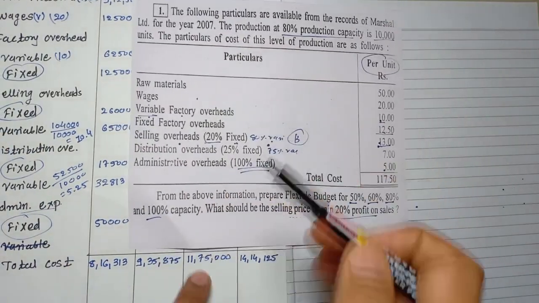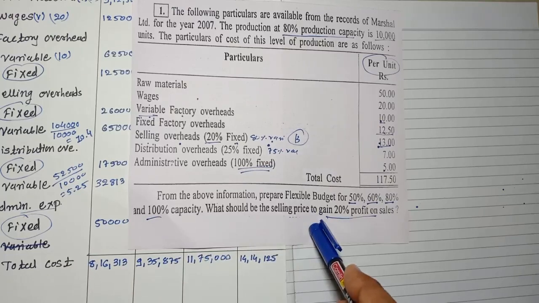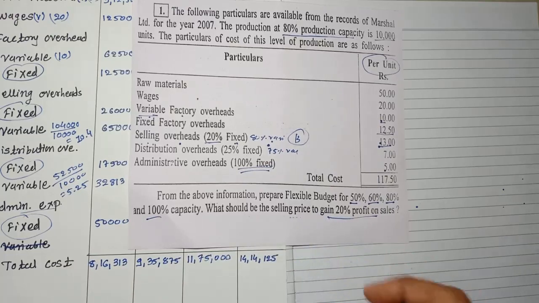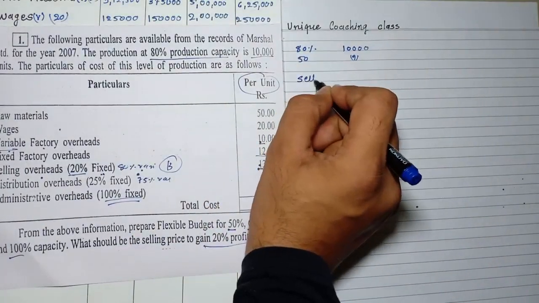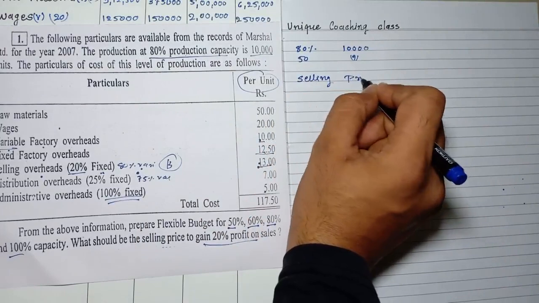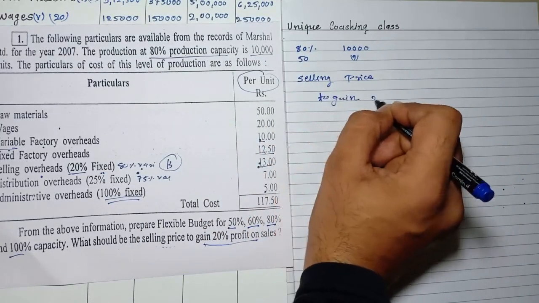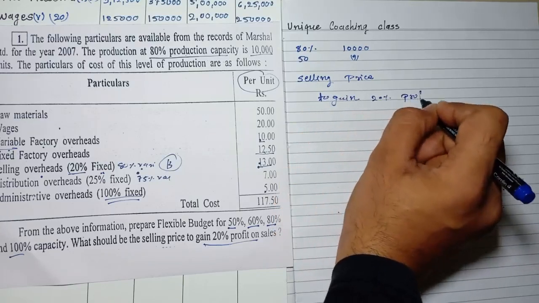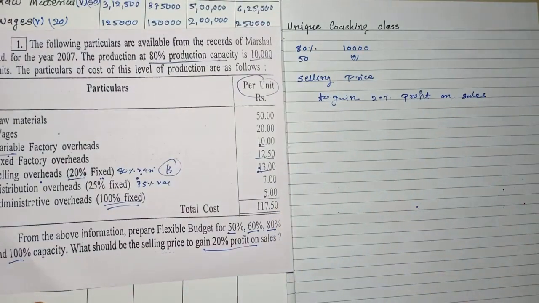The question is: from the above information prepare flexible budget for 50, 60, 80 and 100%. It is completed. What should be the selling price to gain 20% profit on sell? Okay, here we have to find out selling price when to gain 20% profit on sell. If you want 20% profit on sell, how much selling price should be set?